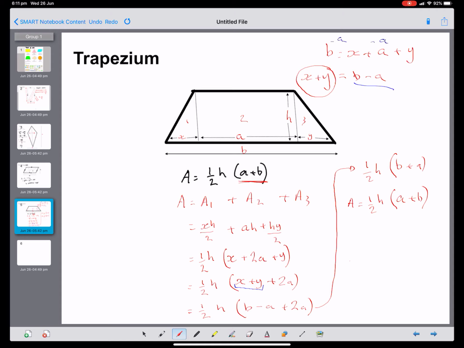Okay, I forgot to mention that the condition for a trapezium is one set of parallel sides.